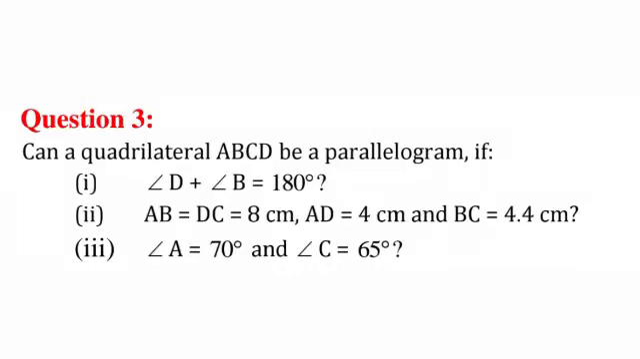Question number 3. Can a quadrilateral ABCD be a parallelogram if the first condition is angle D plus angle B equal to 180 degrees. Second condition is AB equal to DC equal to 8 centimeters, AD equal to 4 centimeters and BC equal to 4.4 centimeters. Third condition is angle A equal to 70 degrees and angle C equal to 65 degrees.